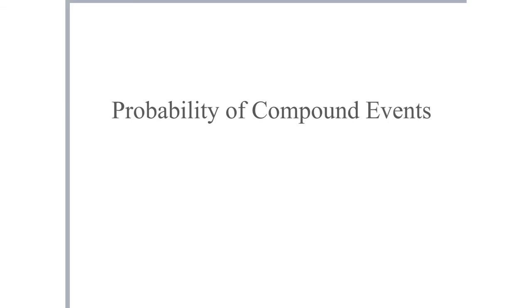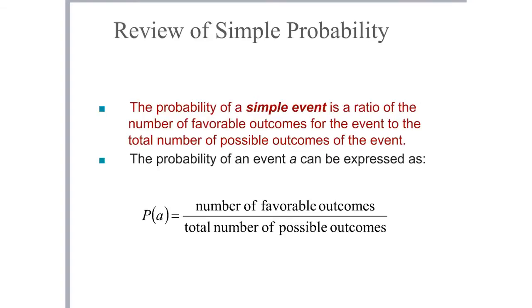All right, this video is on the probability of compound events. When we look at simple probability, the probability of a simple event is a ratio of the number of favorable outcomes for the event to the number of possible outcomes of the event. The probability of any event A can be expressed as the probability of A is equal to the number of favorable outcomes divided by the total number of possible outcomes.